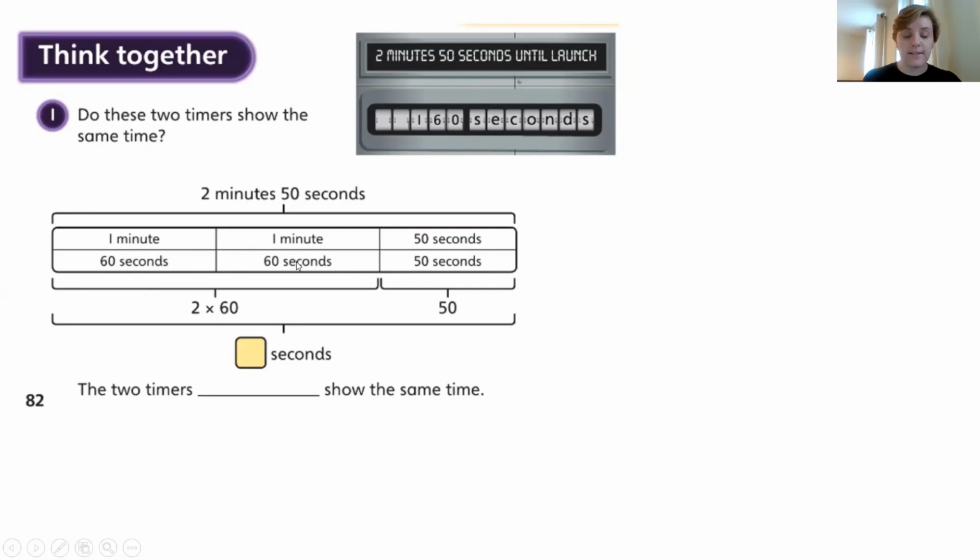You've got 60 seconds, 60 seconds, and 50 seconds. Now, if we add those together, I wonder if down here we will find that they are the same amount of time. If they were the same amount of time, this would say 160 seconds, but that's for you to find out. So you will either find out that the 2 timers do show the same time, or the 2 timers do not show the same time. So convert this one into seconds here and find out if it shows the same time as this timer. Okay, have a go.